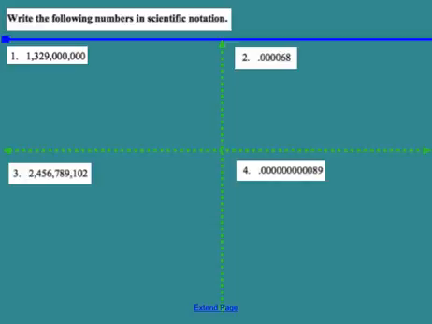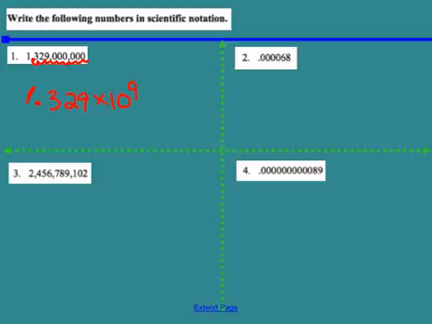Looking at this, I see that we're going to have a 1 out front. This is where I want my decimal. Now, the decimal starts here and moves 1, 2, 3, 4, 5, 6, 7, 8, 9. So I would say that this number is 1.329 times 10 to the 9th place.